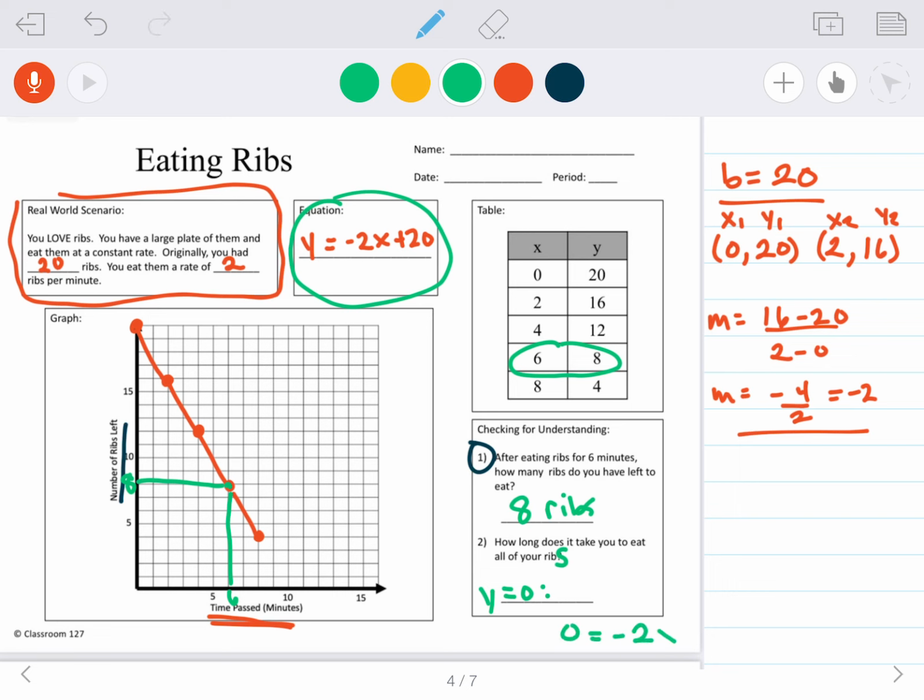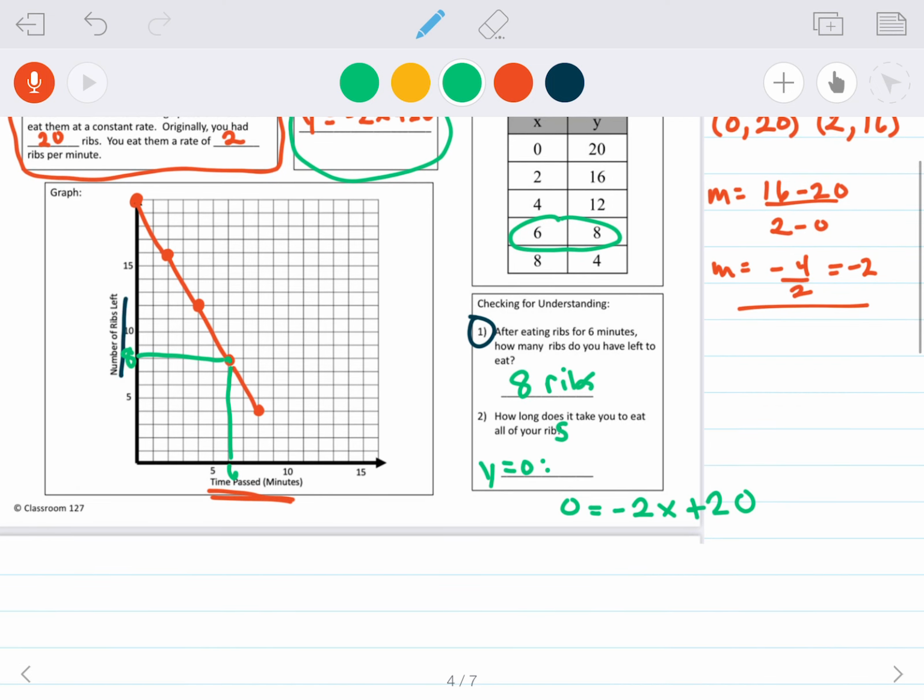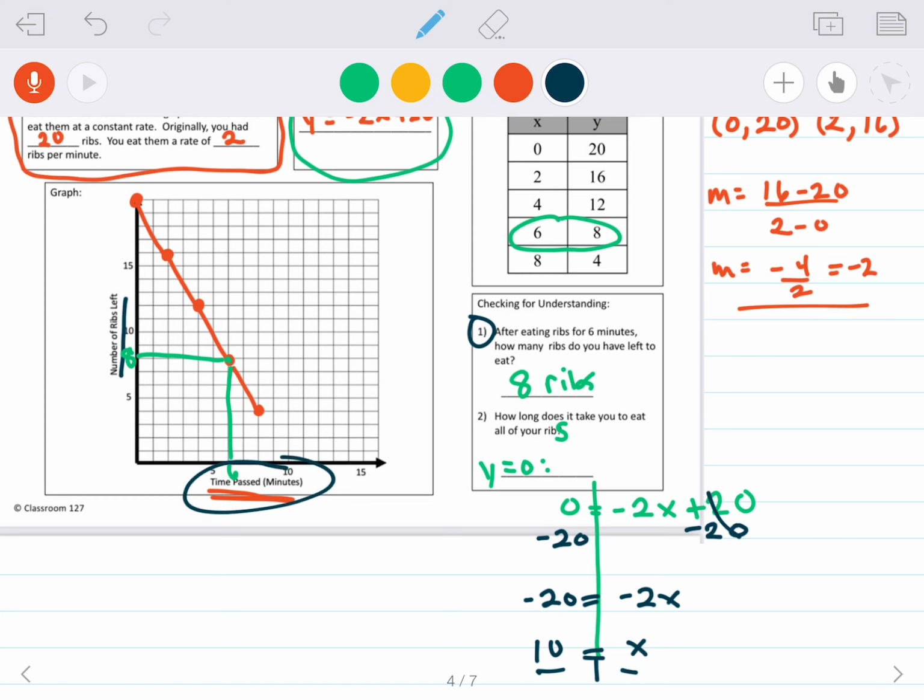I have negative 2x plus 20, and we'll isolate x. So I'm going to subtract 20 from both sides first to give me negative 20 equals negative 2x, and then I'm going to divide both sides by negative 2 to give me x equals 10. So our x value is in minutes. So that's going to take 10 minutes. That is our answer there.